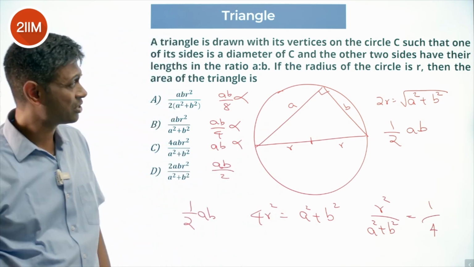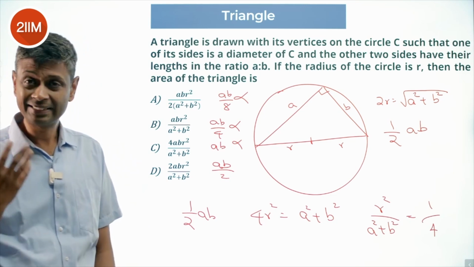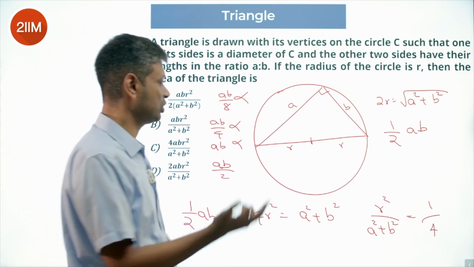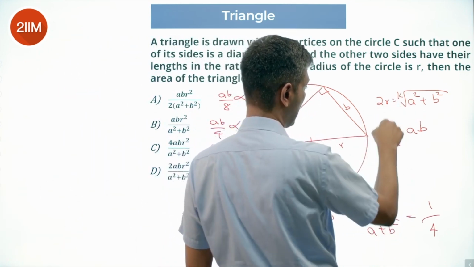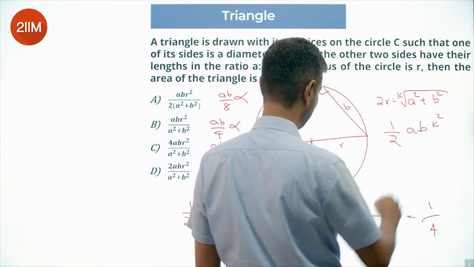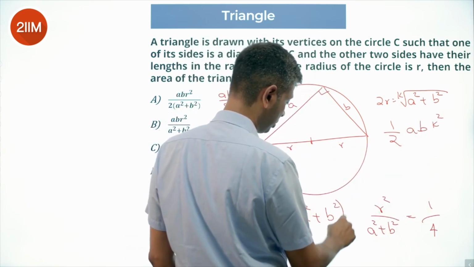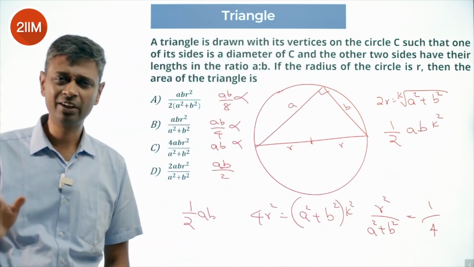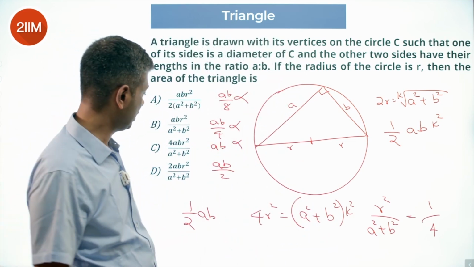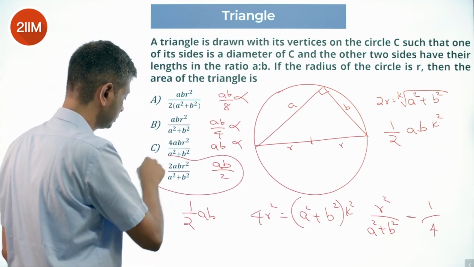Technically speaking, in this question we should have assumed the sides as AK and BK, in which case 2R would have been K times the square root of A square plus B square. We would have had to find half AB into K square. 4r square would have been a square plus b square into k square. The k square part would have cancelled everywhere. You would have got the same answer. And the answer is this one.